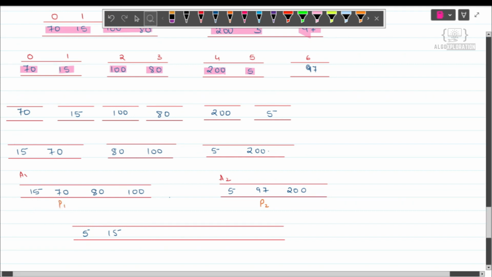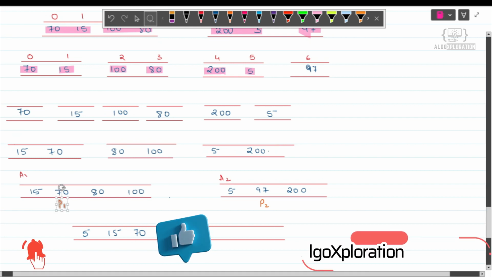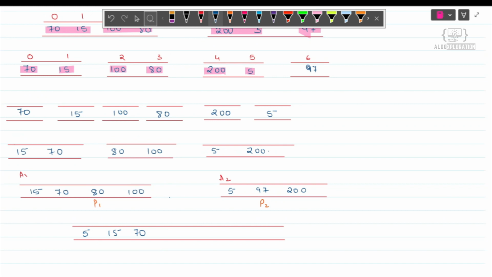Again, is A1 of P1 less than A2 of P2? Yes, it is. So put 70 here and increment P1. Again, is A1 of P1 less than A2 of P2? Yes, it is. So put 80 here and increment P1. Again, is A1 of P1 less than A2 of P2? No, it's not. So put 97 here and increment P2.